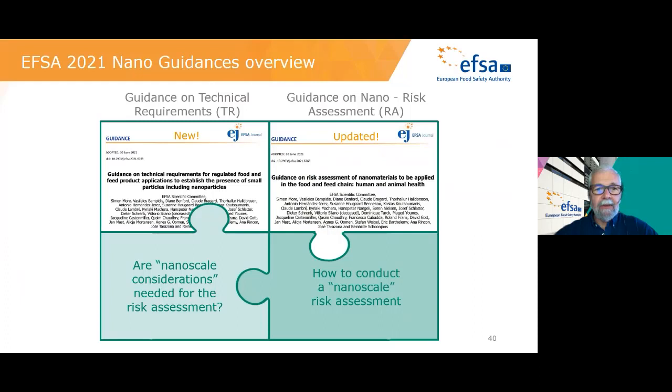The first one, the guidance on technical requirements, covered the information that the applicant needs to include in the dossier in order to address if the material or substance requires nanoscale assessment for the safety evaluation. This includes materials that have nanoparticles and are not well covered through the risk assessment process. And the second guidance, the guidance on nano risk assessment, in case that the nanoscale risk assessment is needed, provides all the elements that need to be followed by the applicant in order to ensure that the safety assessment includes all these nanoscale considerations.